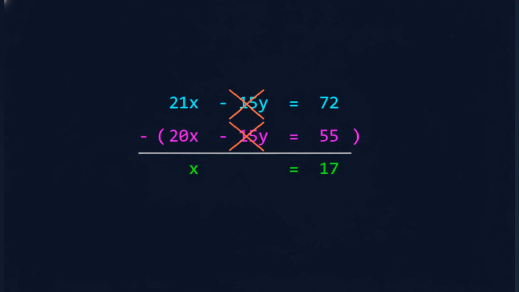Here's where the magic happens. We subtract equation 4 from equation 3. 21x minus 20x gives us just x. Negative 15y minus negative 15y cancels to 0. The y variable disappears completely. And 72 minus 55 gives us 17. So x equals 17. Just like that, we've solved for x without any fractions.